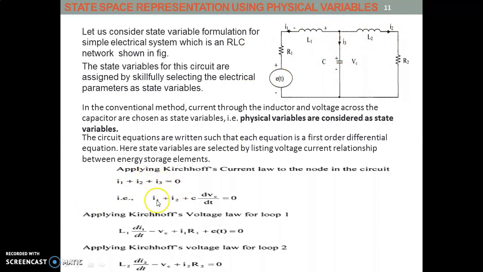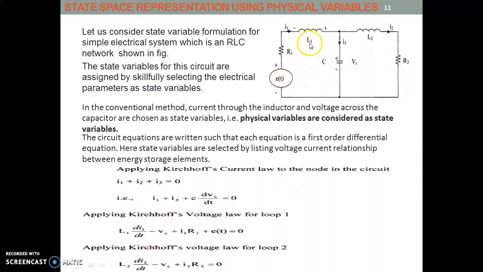What is I1 here? I1 plus I2 plus what is I3? Directly we can find out here. That is nothing but C into dVc by dt. Right? It is the current through this branch. Similarly, this is one loop, this is another loop. For this loop, you can apply KVL. For this loop also, you can apply KVL. Applying KVL for loop 1, this is the first loop and this is the second loop.